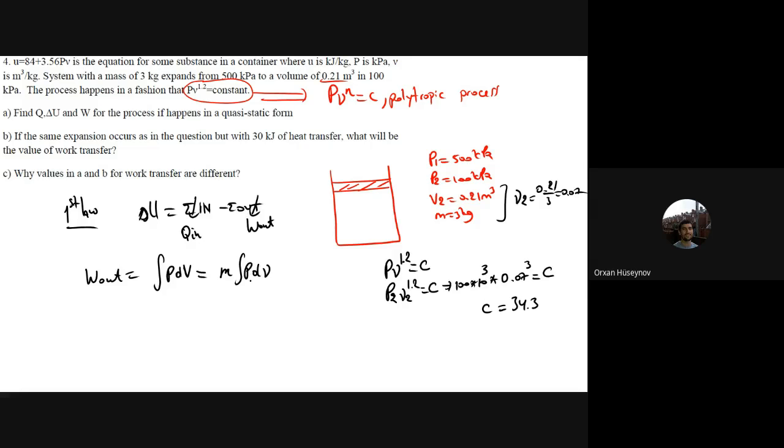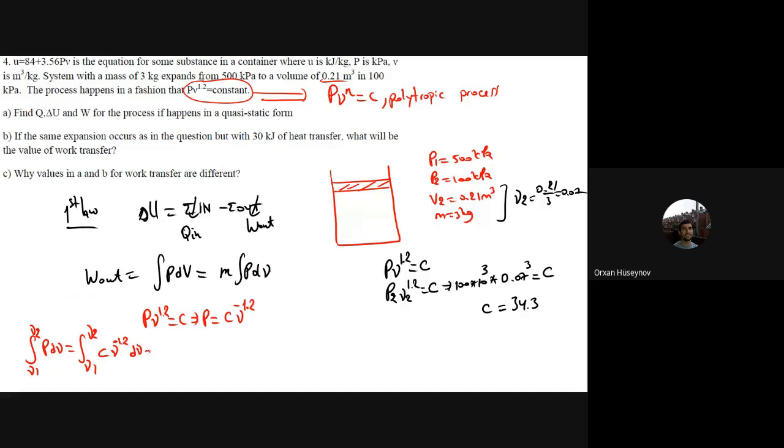Now comes this boundary work, and to find that boundary work, I need to know the relation between P and nu. To get that relationship, I know that P nu to the power of 1.2 is constant. Instead of P, I can write C multiplied with nu to the power of negative 1.2, and I can integrate that quantity, P d nu from nu1 to nu2. That will be equal to the integral from nu1 to nu2 of C nu to the negative 1.2 d nu.